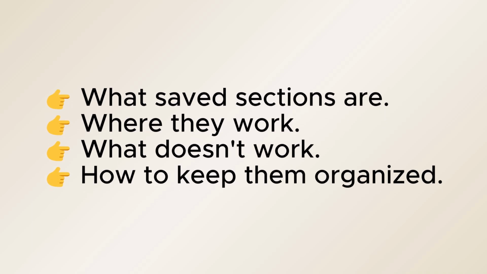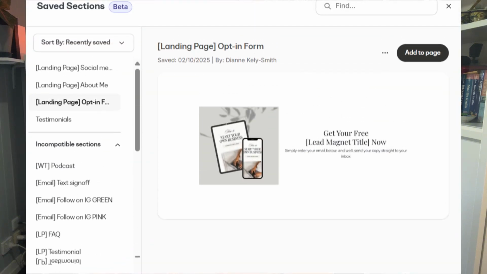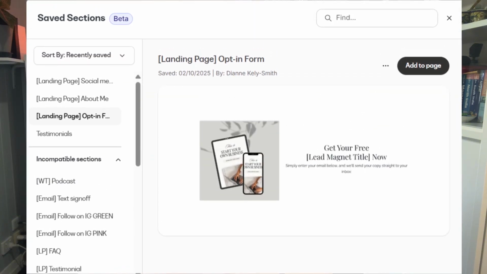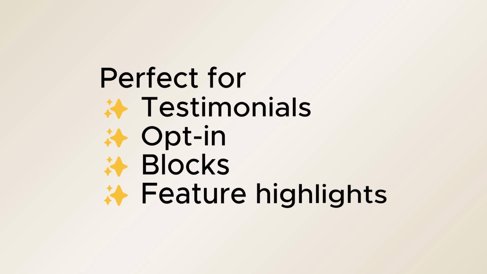Saved sections are Kajabi's answer to reusable design blocks. Instead of rebuilding or copying a section, you can save it once and pull it through onto the page in seconds. Think of it as your own mini template library, a little toolbox of branded sections you can reuse over and over. They're perfect for things like testimonials, opt-in blocks, or feature highlights that you want consistent across your pages.